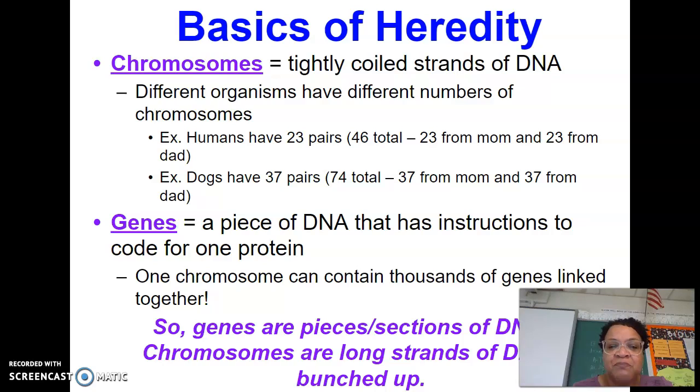The genes are pieces of DNA that have the instructions to code for one protein. One chromosome can contain thousands of genes linked together. So genes are pieces or sections of DNA, and the chromosomes are long strands of DNA all condensed or bunched up together, like the X.